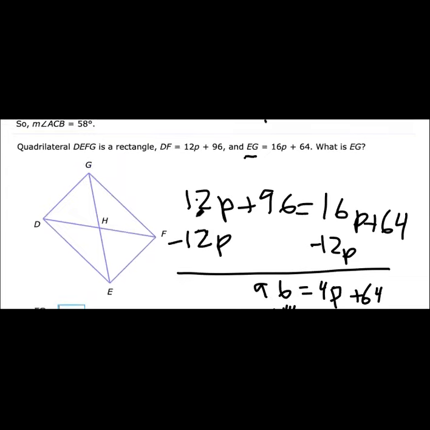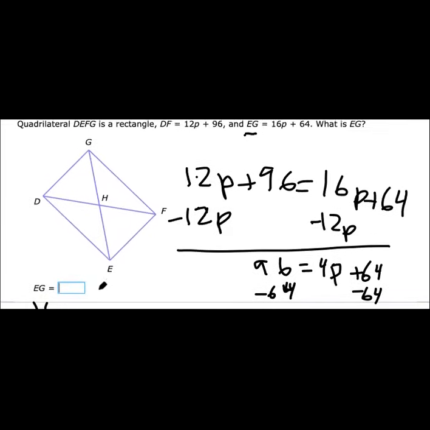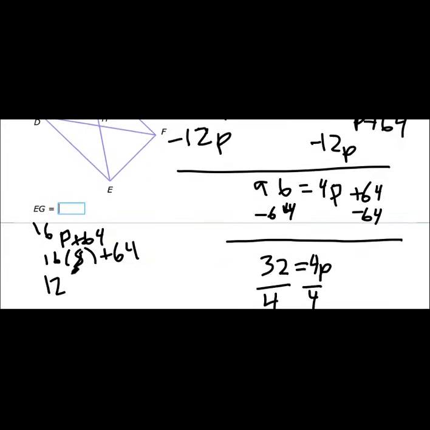All right, so back to my original problem. So we have 16P plus 64. Okay. So 16 times 8 plus 64. 16 times 8 is going to be 128, plus 64 is going to give me 192.